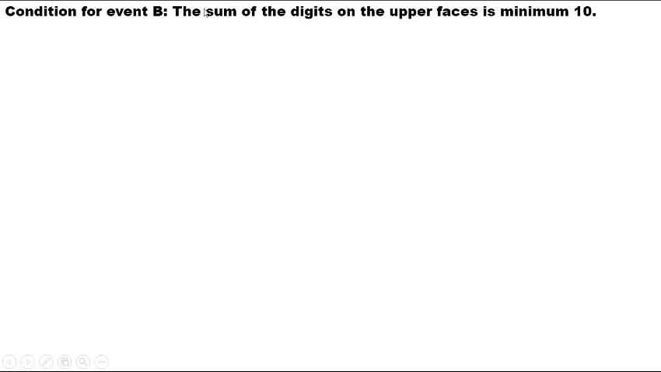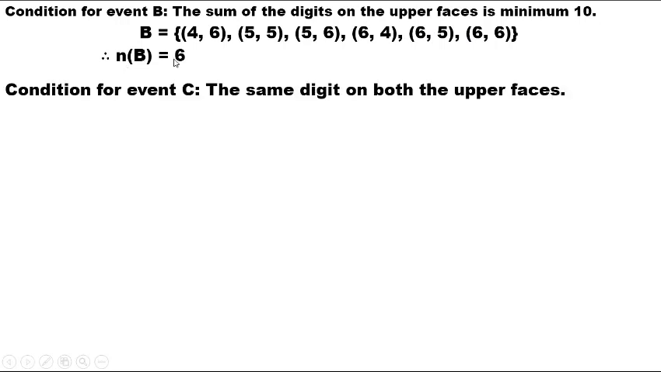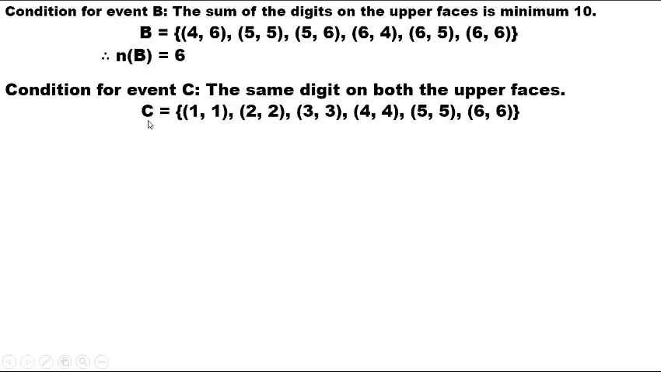Conditions for event B: the sum of the digits on the upper faces is minimum 10. B is equal to (4,6), (5,5), (5,6), (6,4), (6,5), (6,6). Number of sample points of B is equal to 6. Conditions for event C: the same digit on both the upper faces. C is equal to (1,1), (2,2), (3,3), (4,4), (5,5) and (6,6). Number of sample points of C is equal to 6.